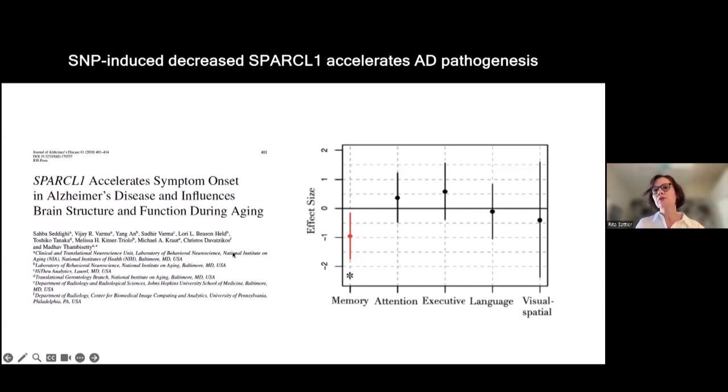So that was really interesting as well, that there could actually be genetic variants of SPARKLE1 that again indicate that with the loss of function of SPARKLE1, there is a contribution to cognitive impairment.